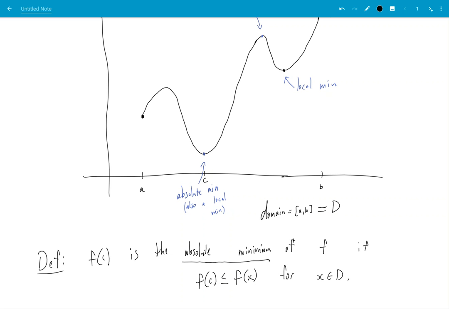Absolute maximum would be the same idea, but you change the sense of the inequality. Okay, so let's do an example.